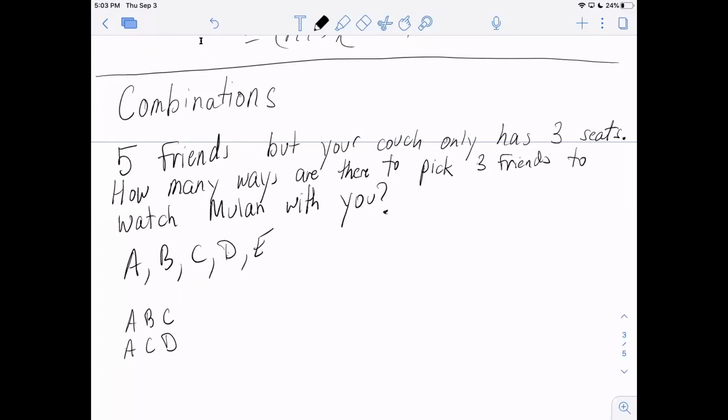Question from Kalyana? Yeah, are you just counting the groups of 3 that you can make, not specifically who's in whatever seat? Exactly. We don't care, like Alice, Bob, Cindy, I don't care if it's Cindy, Alice, Bob. I just want to know the group of 3. They're going to sit how they want when they get there.